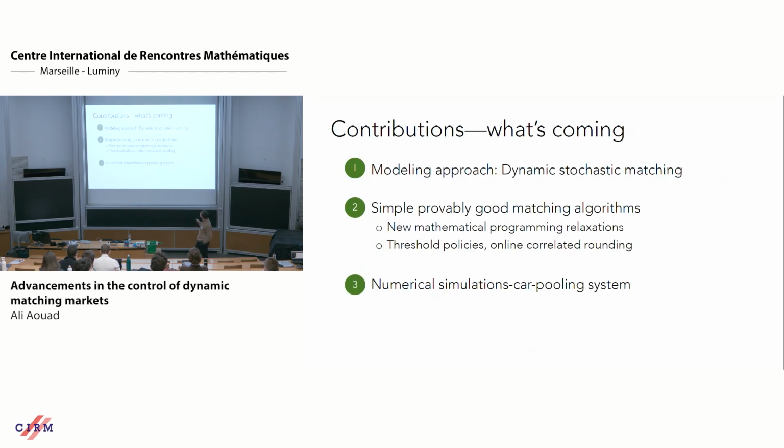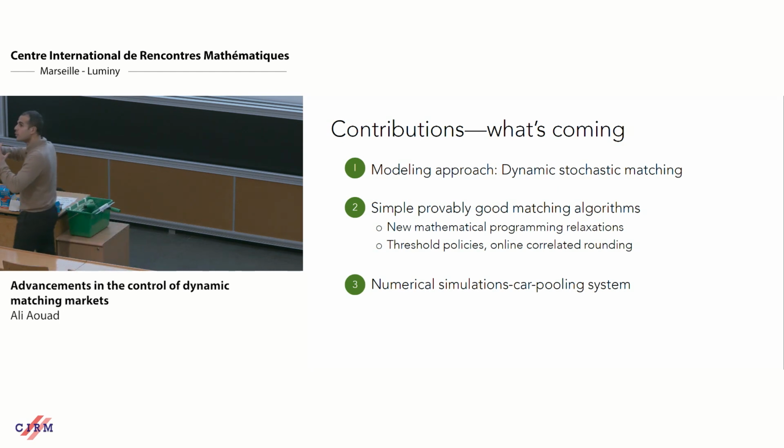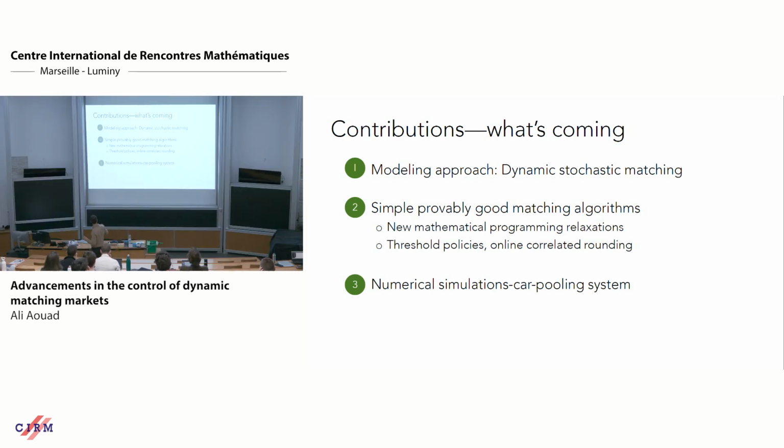So I'll start by defining the model formally. We call it dynamic stochastic matching, and then I will propose some simple matching algorithms that have provable performance guarantees, in the form of competitive ratios, approximation ratios. I'll get back to that later. The punchline is precisely in thinking of new mathematical programming relaxations that are suited to this type of dynamic matching market, and then converting these solutions from these mathematical programs to actual policies. These will be relatively natural policies, like threshold policies, but in some cases more complex policies, online correlated rounding policies. So I'll get back to that.